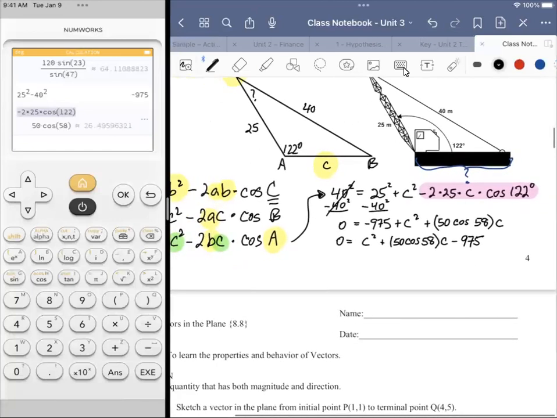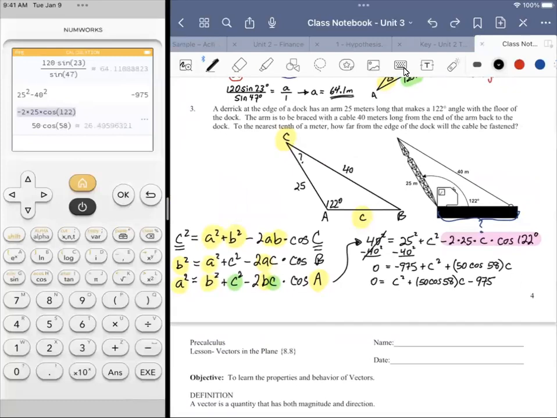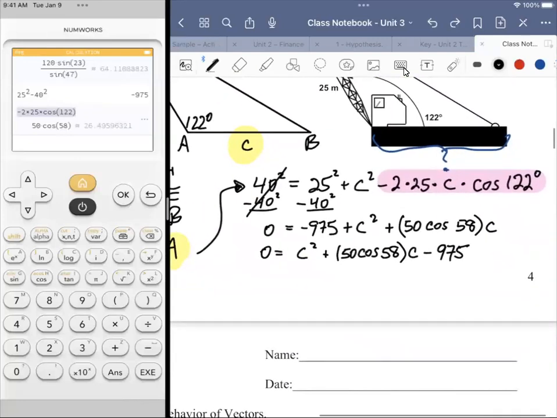All right, so I have c squared plus this number minus 975. Now it's up to you, but you may not want to do this using, well, definitely not completing the square. If you're talking about solving a quadratic, your choices are factoring. This doesn't look factorable. I'd be shocked if it was. It isn't, right? And I know it's not because in the directions, they say to the nearest tenth of a meter, which implies rounding, right? So they're calling for a numerical approach here. So that implies that factoring wouldn't be a logical choice.